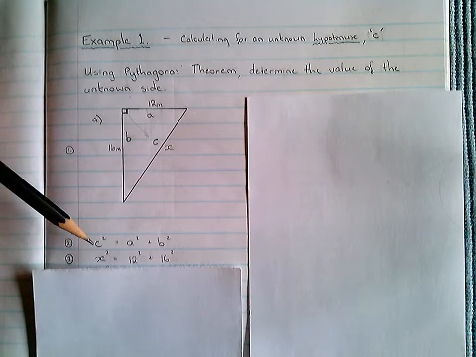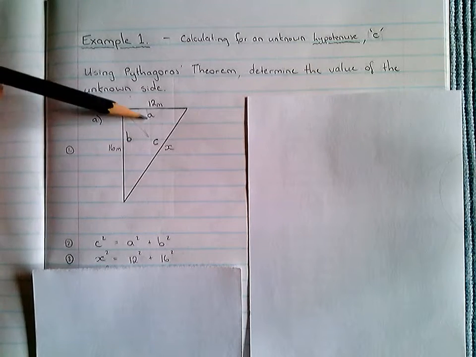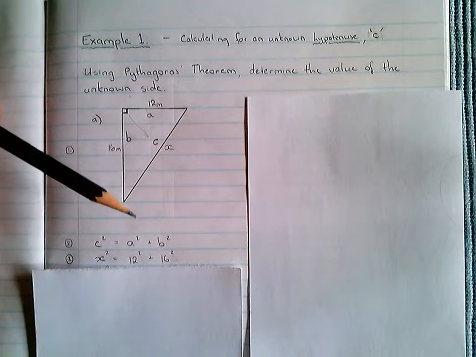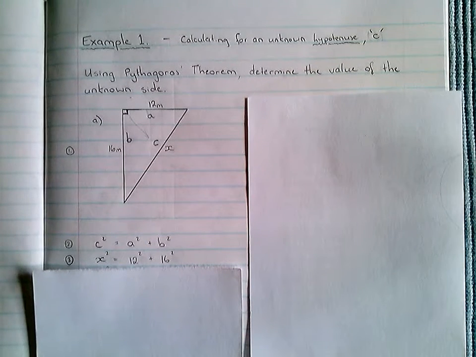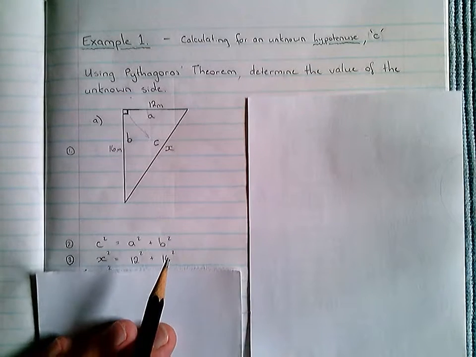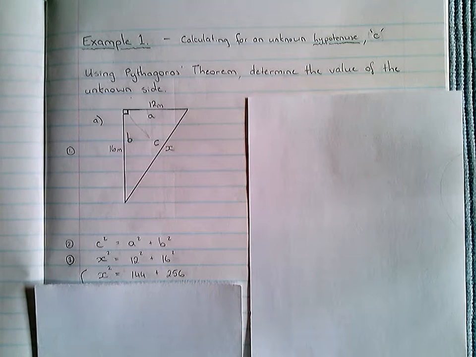As you can see, C is going to be x, A is going to be 12, and B is going to be our 16, which I've just written as so. Keep the squares above it, you can't drop those squares. Step 4 is simply simplifying and solving the problem.